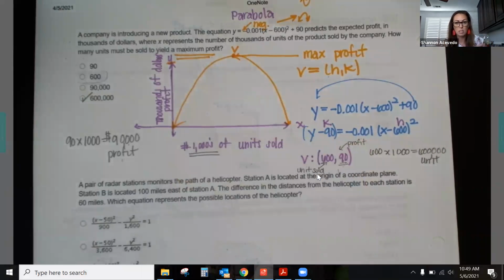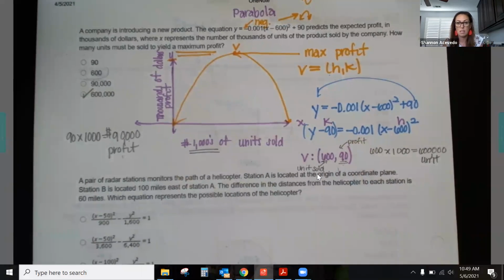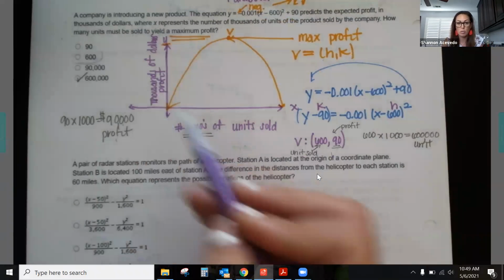So be careful because they'll try to trick you. Notice that the 600 was an answer choice. So you need to pay attention to the units.